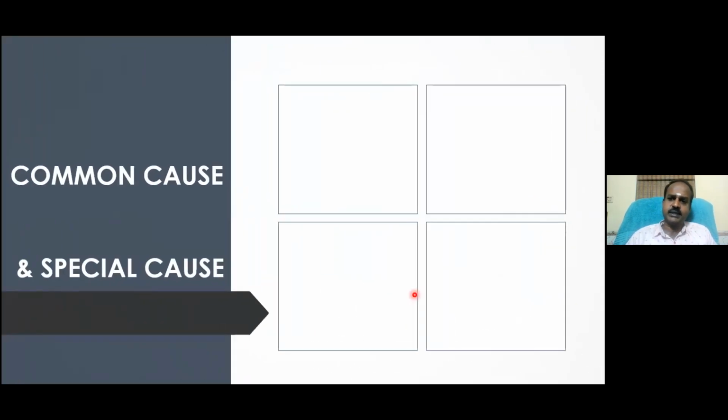So in order to understand control chart, you must understand the difference between common cause and special cause.